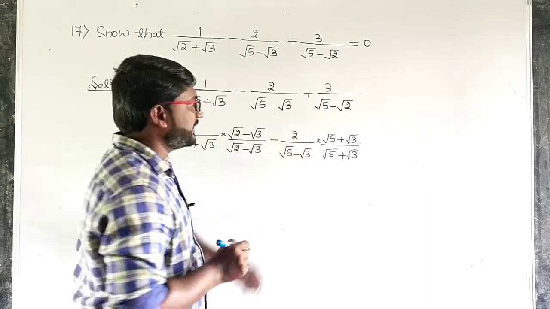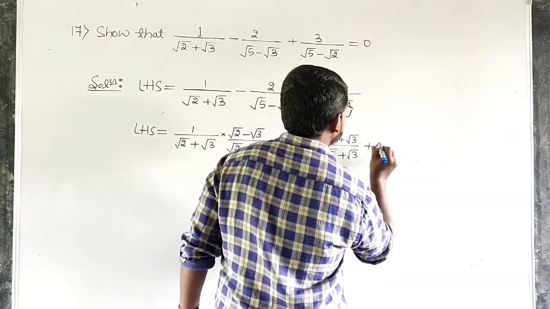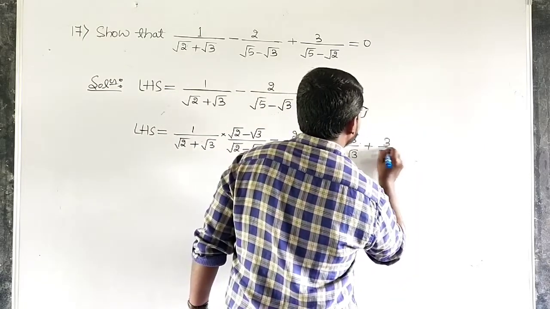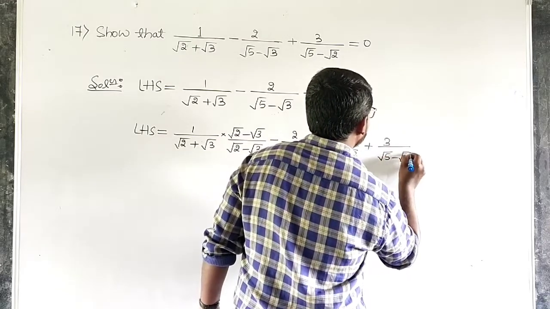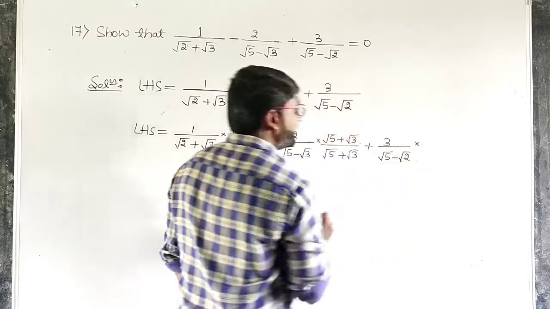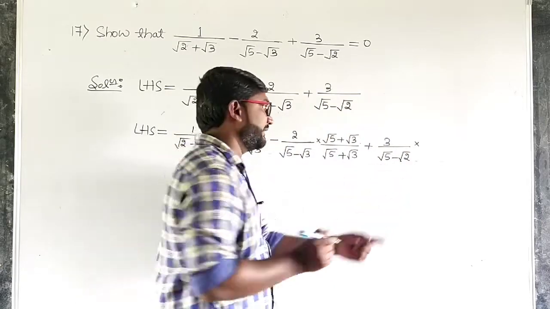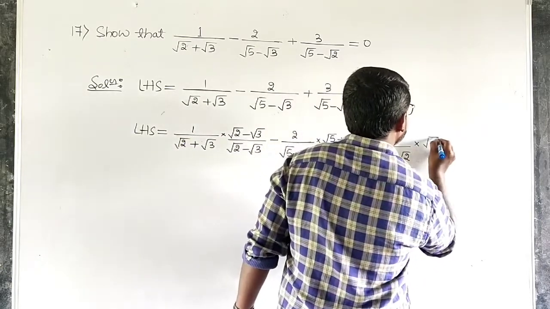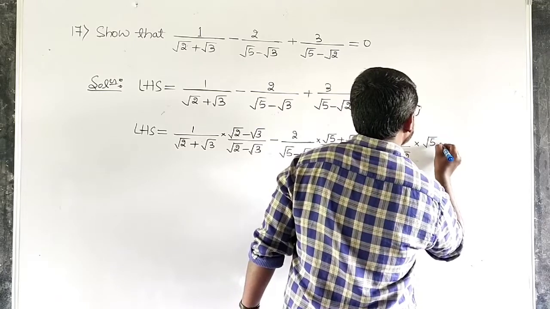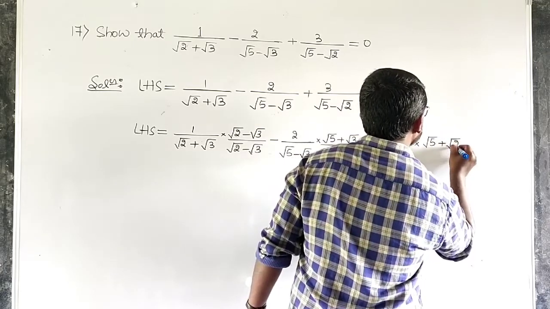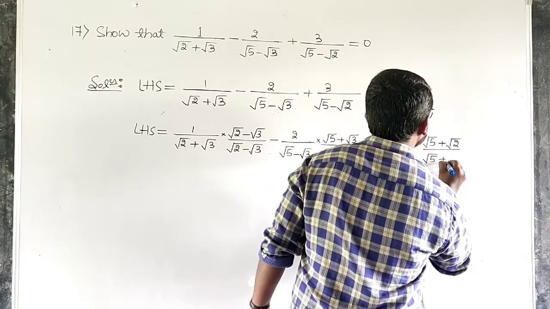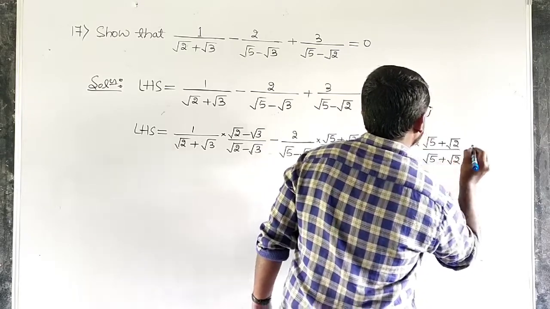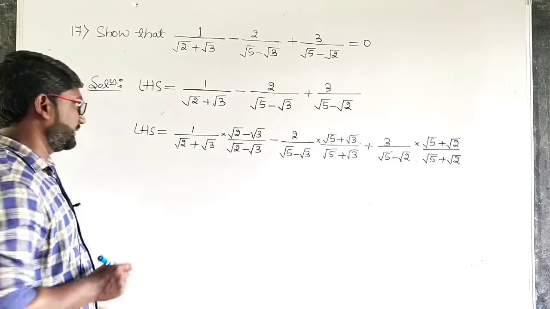Then take up the last term now. Plus 3 divided by root 5 minus root 2, then multiply and divide by the opposite sign of the denominator. We get root 5 plus root 2 divided by root 5 plus root 2. So let us simplify this further now.